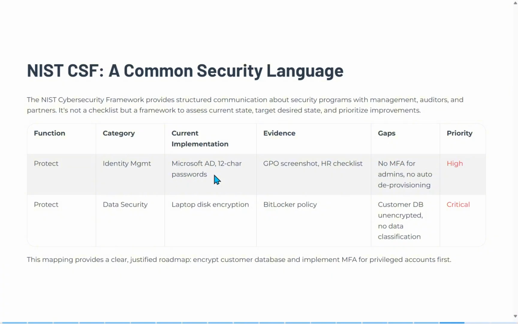The priority is high. The second function here we have is protect as well, which is the category data security. The current implementation is to encrypt the disk in your laptop. How do you encrypt it? By using BitLocker. So the evidence is you enforce BitLocker policy in the organization. So the gap, customer database unencrypted, no data classification, which is also critical.